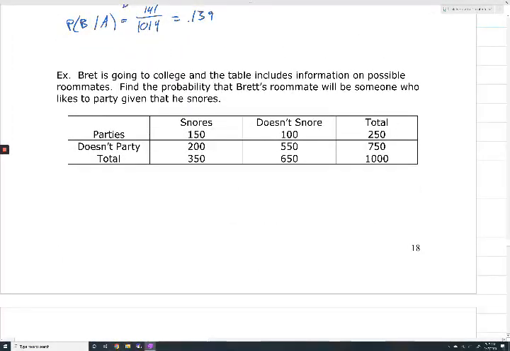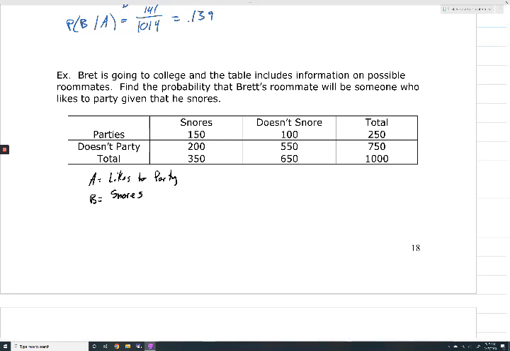All right, Brett is going to college. The table includes information on possible roommates. Find the probability that Brett's roommate will be someone who likes to party given that he snores. So again, let's take a look at this. We have our two events, A and B. A is likes to party, B is snores.